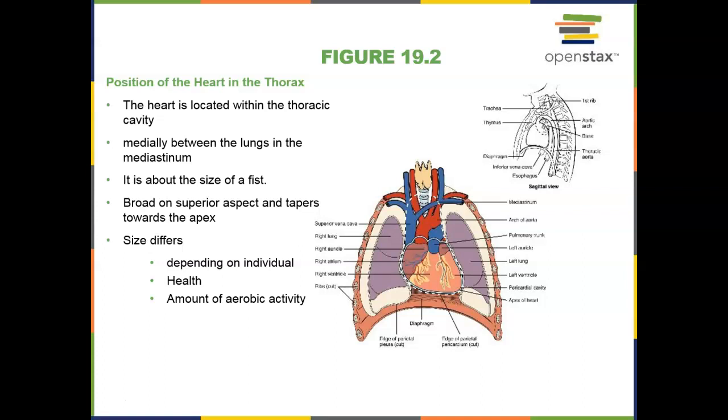The heart is located in the thoracic cavity in this region known as the mediastinum, so that middle region. It's right between the lungs. It is about the size of a fist. It has an apex at the posterior aspect, and then its base is up here. The size of the heart will differ depending on an individual: the individual size, your health, and the amount of aerobic activity you get. So cardiovascular activity like running, jogging, walking, those activities.